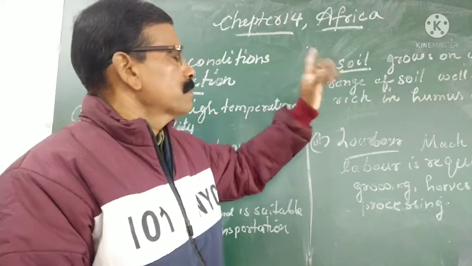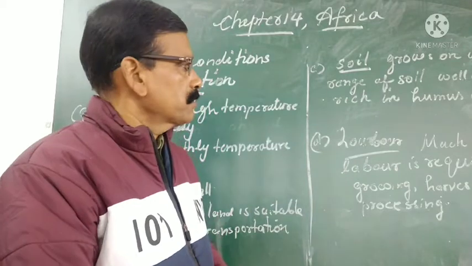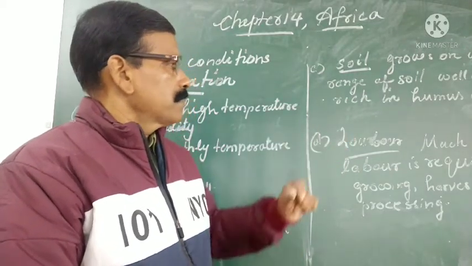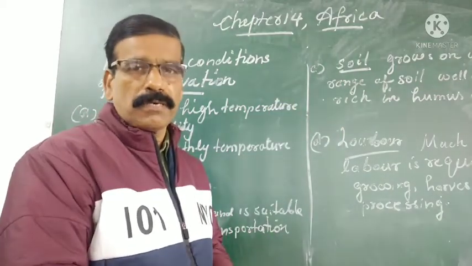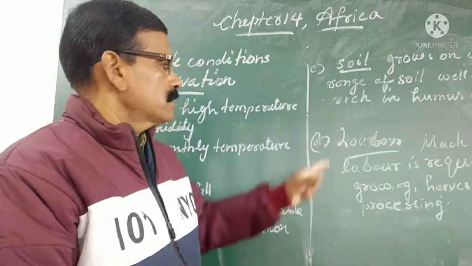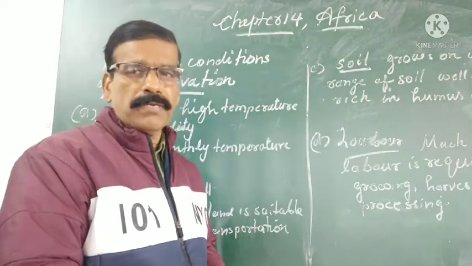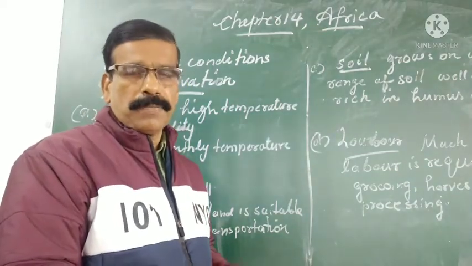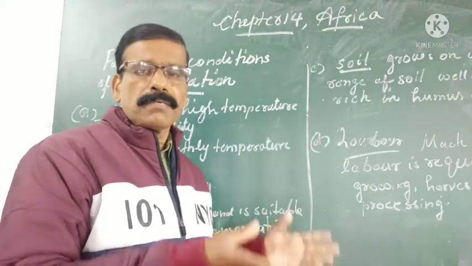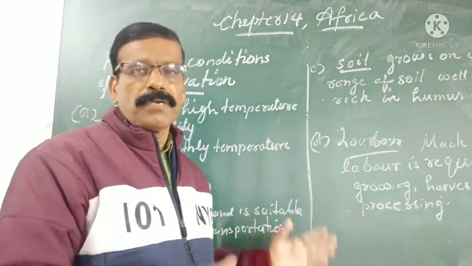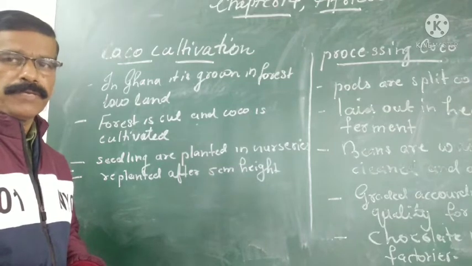Another point is soil. The cocoa tree grows widely on different types of soils, and the soils are well drained, rich in humus and potassium. So this type of soil is best suited for its cultivation. Next is labor, meaning a lot of labor is required for its growing, harvesting and processing. This means it can be cultivated in regions where a lot of labor is available, and this labor is needed for different types of manual work. These are mainly cultivated in forest lowland.